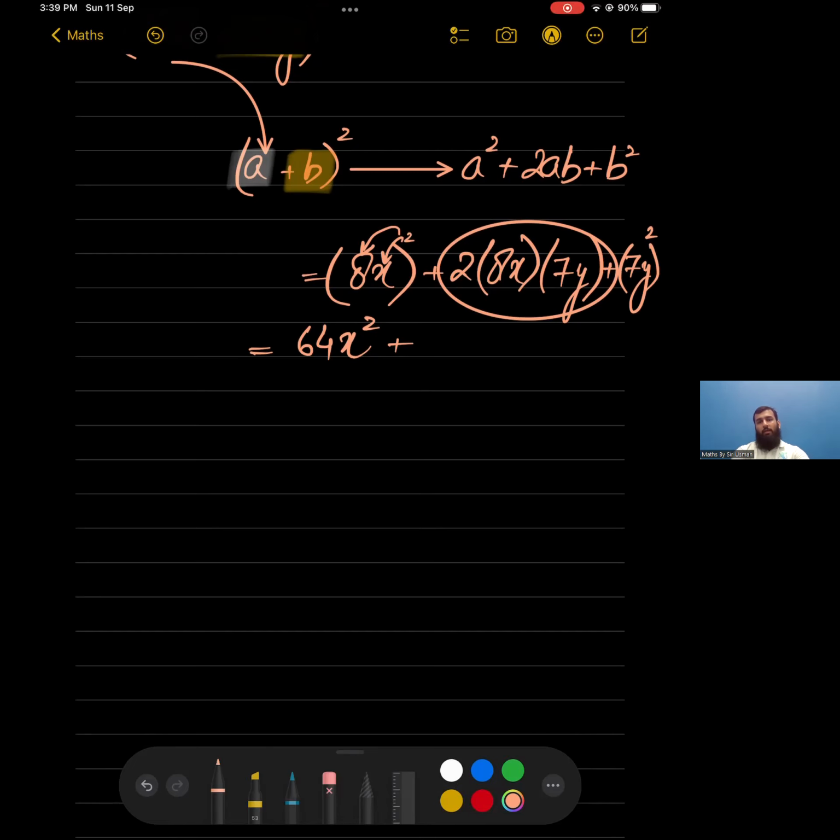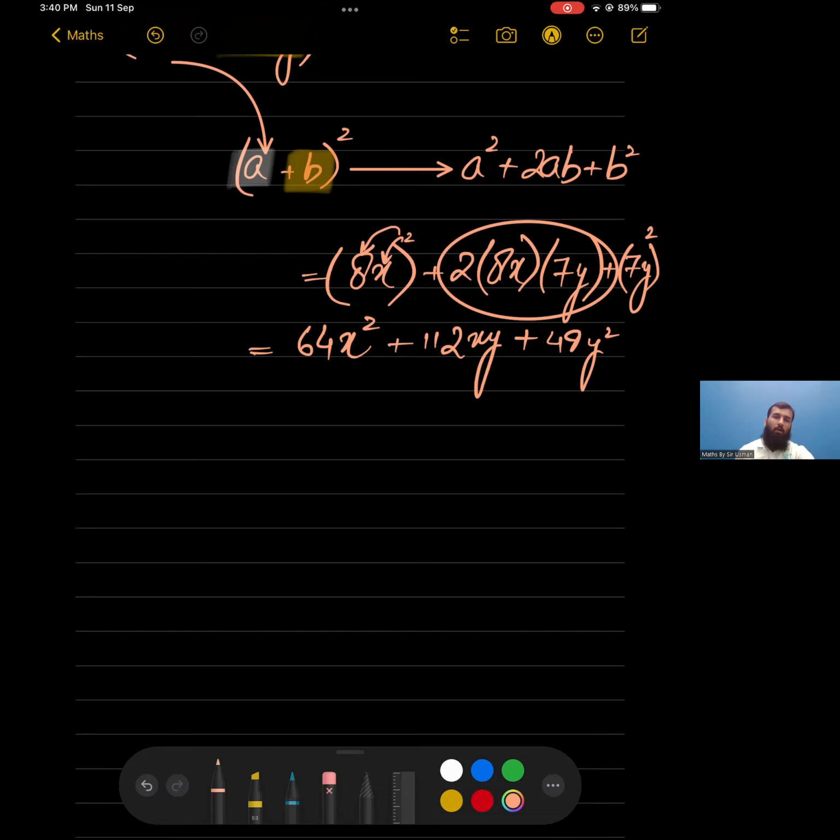Now 2 with 8x with 7y. So 2 times 8 is going to be 16 times 7 is going to be 112xy. And finally, we have got 7y square. Very good, Masood. You have got the right answer. 7y whole square is going to produce 7 square, which is 49. And y square is going to be y square as it is. Now when you see this, we cannot simplify it further. You would agree to this point that it cannot be simplified further. So this is going to be our final answer.